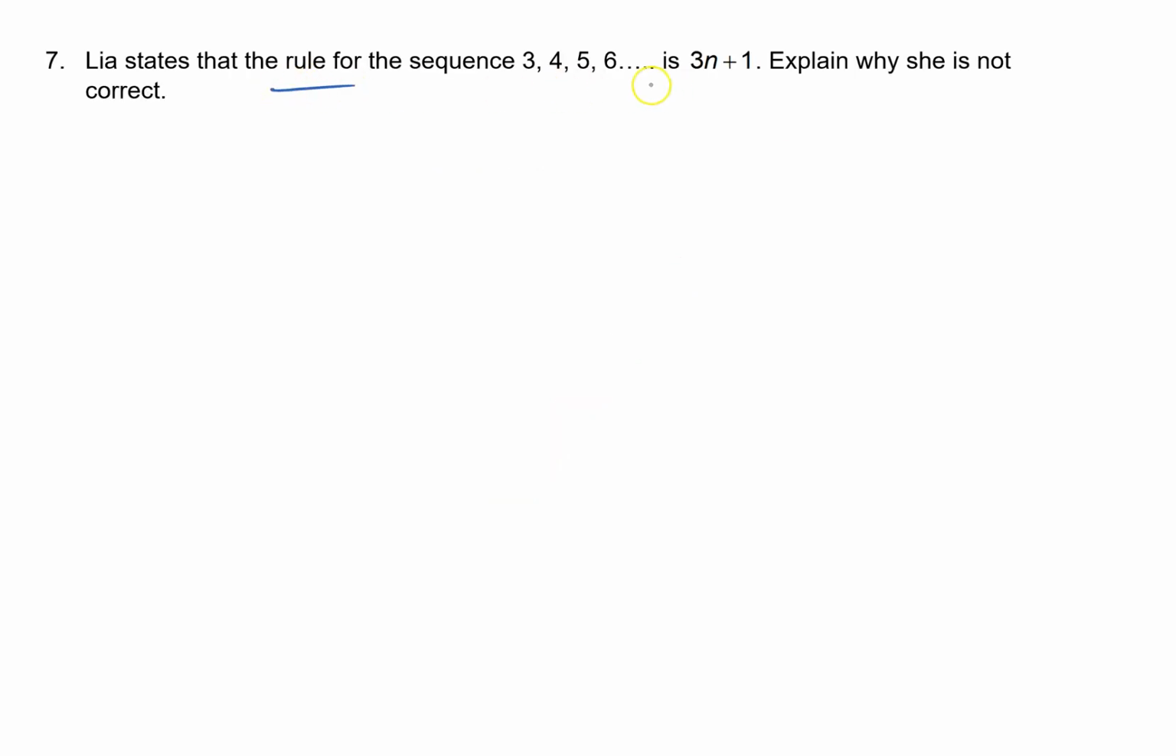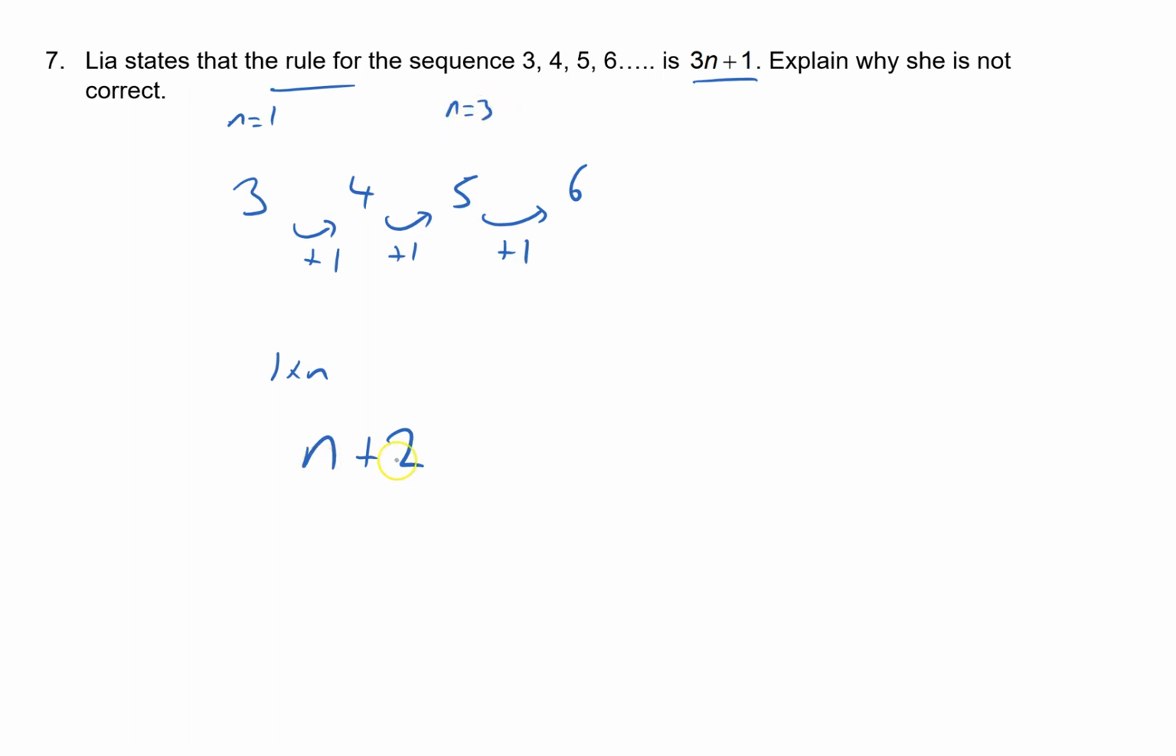Okay, Lear states the rule for the sequence is 3n plus 1. Let's try it. 3, 4, 5, 6. Well, each time it goes up by 1. So therefore the rule must be times by 1. So it'll be 1 times n, which is just n. And so for the first term when n is 1, 1 times n is just 1. How do I get to 3? I add 2. Let's just check the second, third. So we've got this term here, n equals 3. So we do 3 plus 2 makes 5. That's right. It should be n plus 2. But she said 3n plus 1. So I'm afraid she's wrong. And that's 7 done.